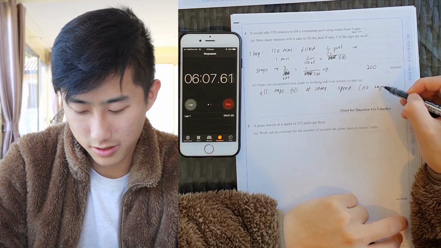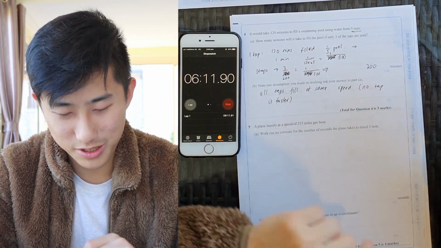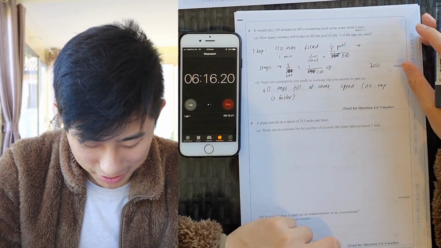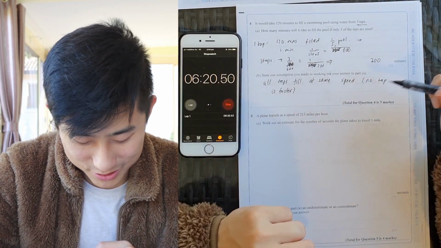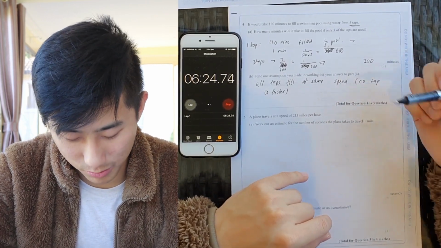No tap is faster. My handwriting is really messy right now, but it's not an actual exam that's being marked, so it doesn't really matter. A plane travels at a speed of 213 miles per hour. Just use kilometers, but okay. Write out an estimate for the number of seconds it takes a plane to travel 1 mile.